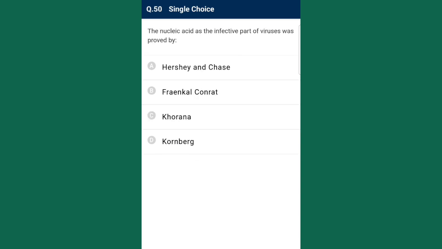Question number 50. The nucleic acid as the infective part of the viruses was proved by Hershey and Chase. So the answer for this question is option A. The direct evidence that genetic material is DNA was obtained from Hershey and Martha Chase experiments in the year 1952.